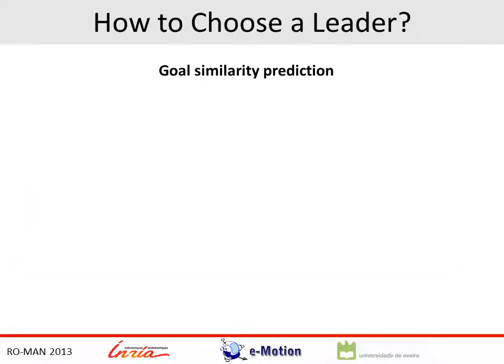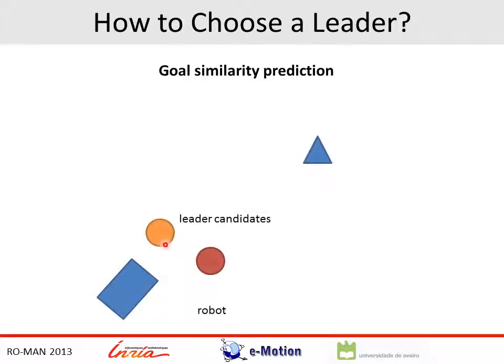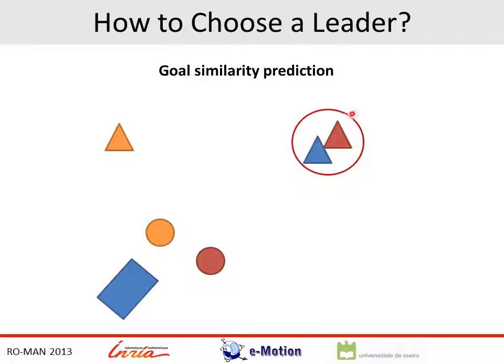So the question is how to choose a leader. The approach used in my work is goal similarity prediction. What happens is we have a robot here, and the robot has a goal represented by this blue triangle. We have two leader candidates in front of the robot. Based on the prediction of the goal of these two agents, for example, the yellow one has the predicted goal here, and the red one has a predicted goal in the red triangle, we can see that the red agent has a goal similar to the robot's desired destination.